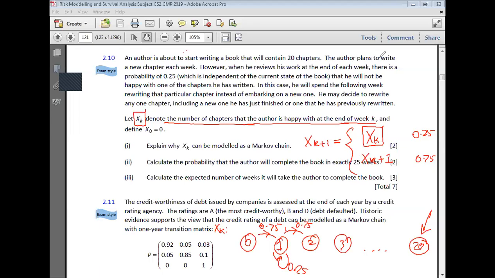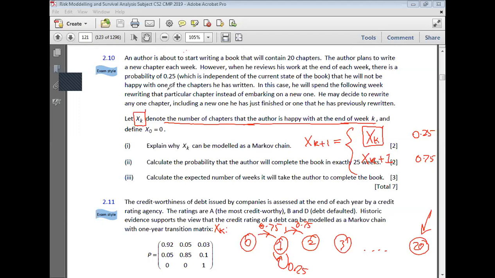So here the author plans to write a new chapter each week, right? So an author can write only one chapter in a week. So if, let's say, he's not happy with the chapters up until now, he can choose any one of those chapters and rewrite that chapter again this week.